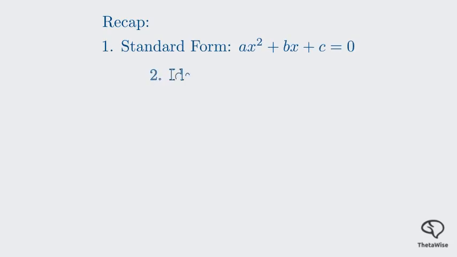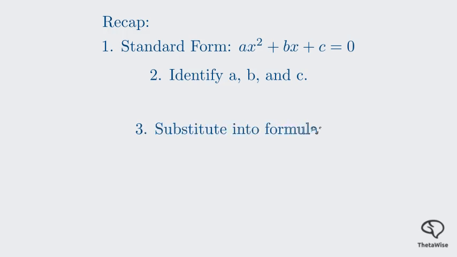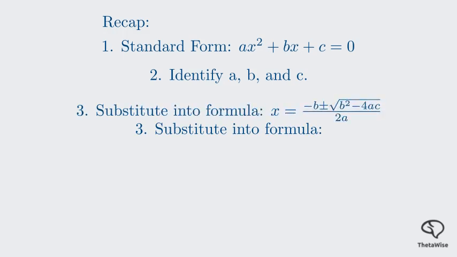First, make sure your equation is in standard form, ax squared plus bx plus c equals 0. Second, identify the values for the coefficients a, b, and the constant c, being careful with their signs. Third, substitute these values into the quadratic formula. x equals negative b plus or minus the square root of b squared minus 4ac, all over 2a. Finally, simplify the expression to find the one or two solutions for x. And you're done. So, we've achieved our objectives.